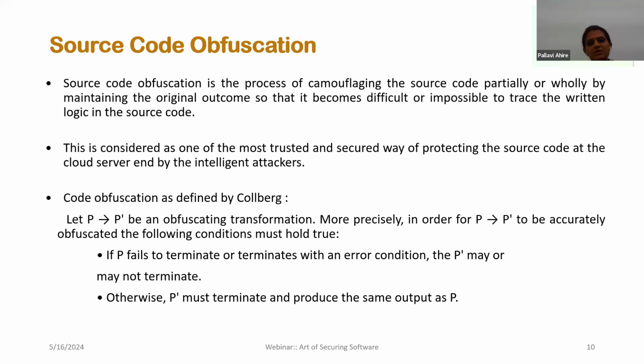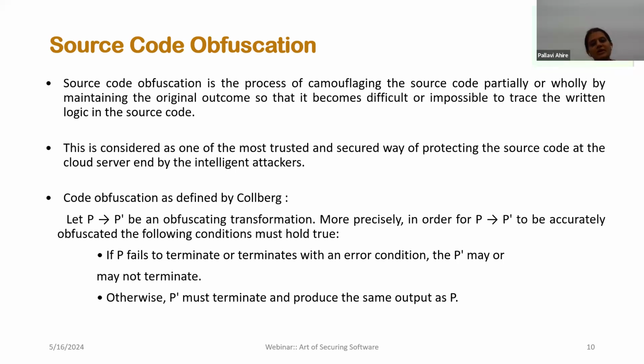Then how do we protect our software? What is the art in that? The art of protecting software comes with source code obfuscation. Obfuscation is one of the widely used techniques, a process by which we can camouflage the source code. It is up to us whether we do it partially or wholly, keeping the original outcome exactly as it is, so that it would be very difficult for the attacker to trace what logic we have written in the source code.